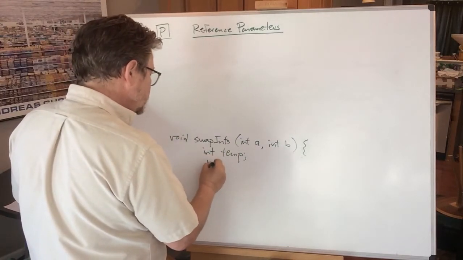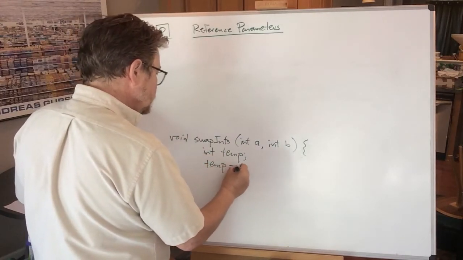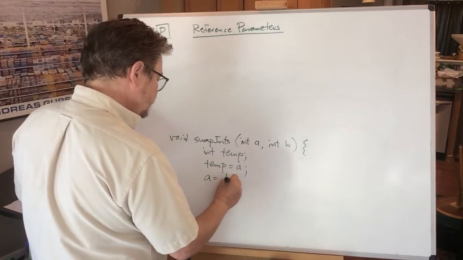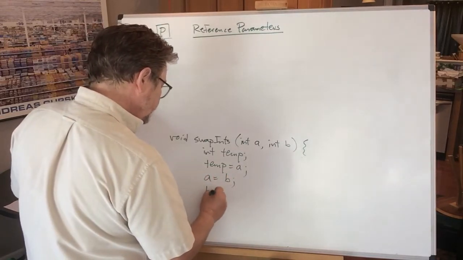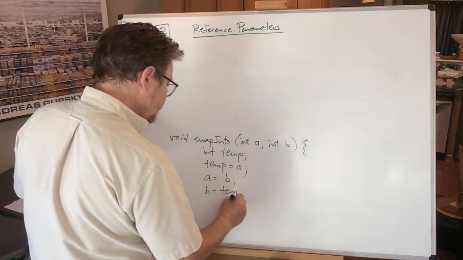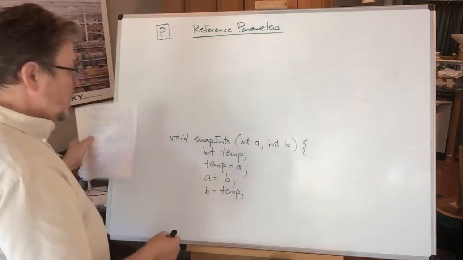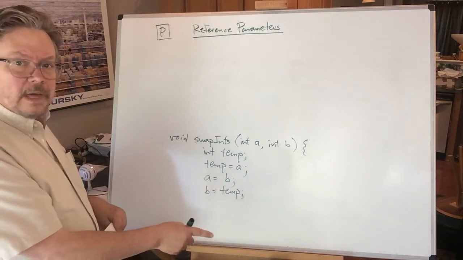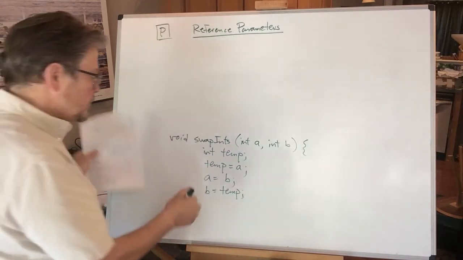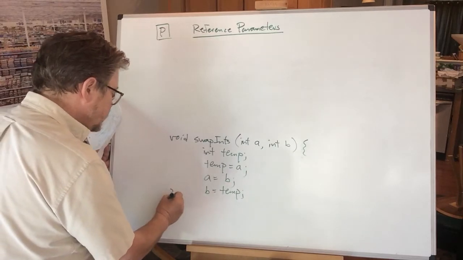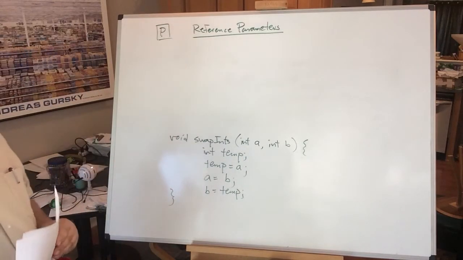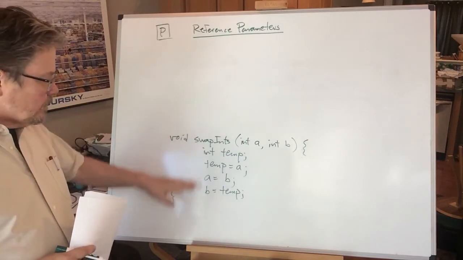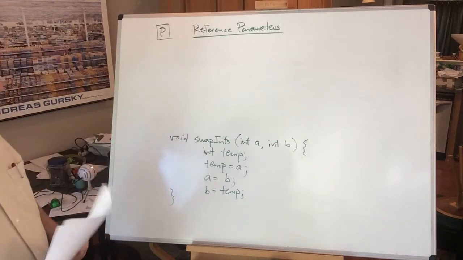Now we can say temp equals A, A equals B, and B equals temp. Still no return value. Now, strangely, I could put return, semicolon, without anything following it, and it would go back. But you know what? When it hits the closing curly bracket, it's going to go back anyway. So I don't have to have a return statement in a void function at all. When it uses up all the statements, then it goes back. So we're not sending anything back.